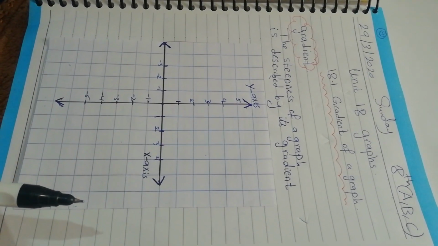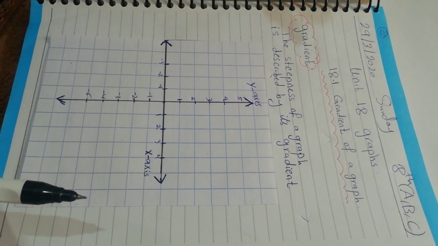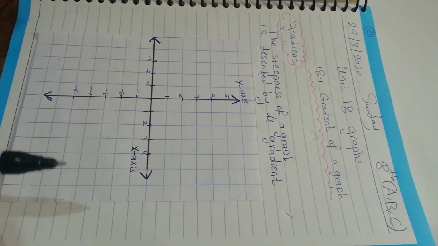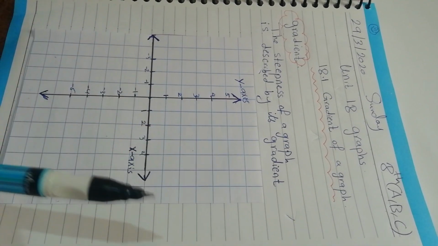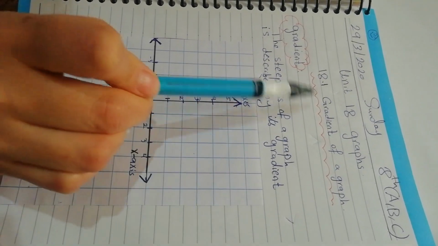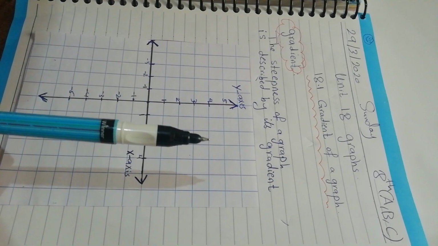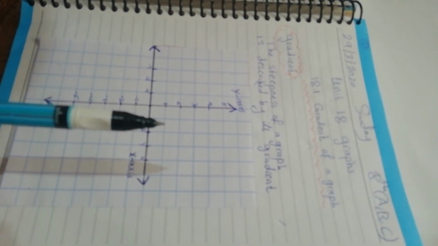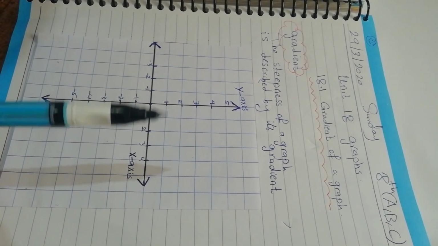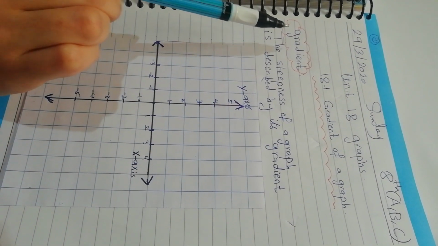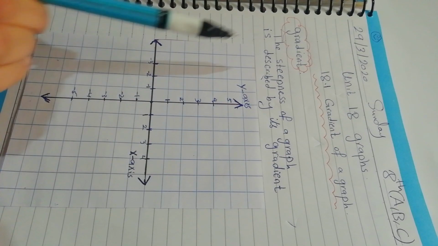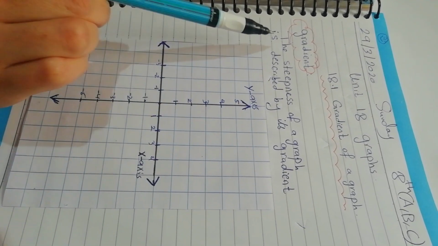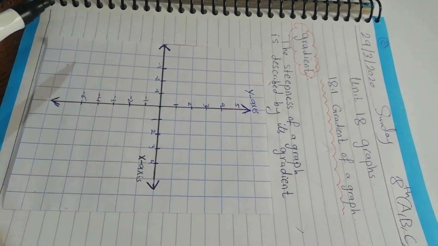Today we'll start with a new unit, which is unit 18. It's about graphs. We will start with 18.1, which is about the gradient of a graph. The meaning of a gradient is the slope of the graph. The steepness of a graph is described by its gradient.